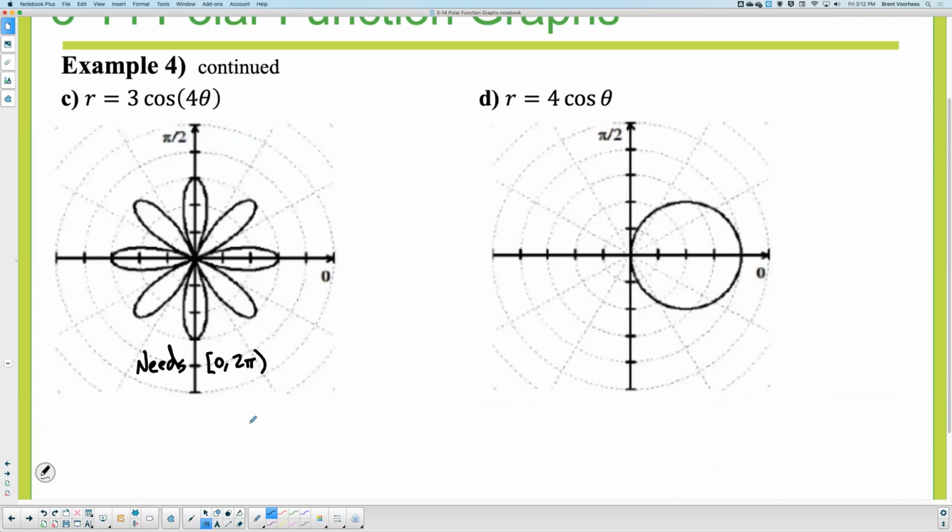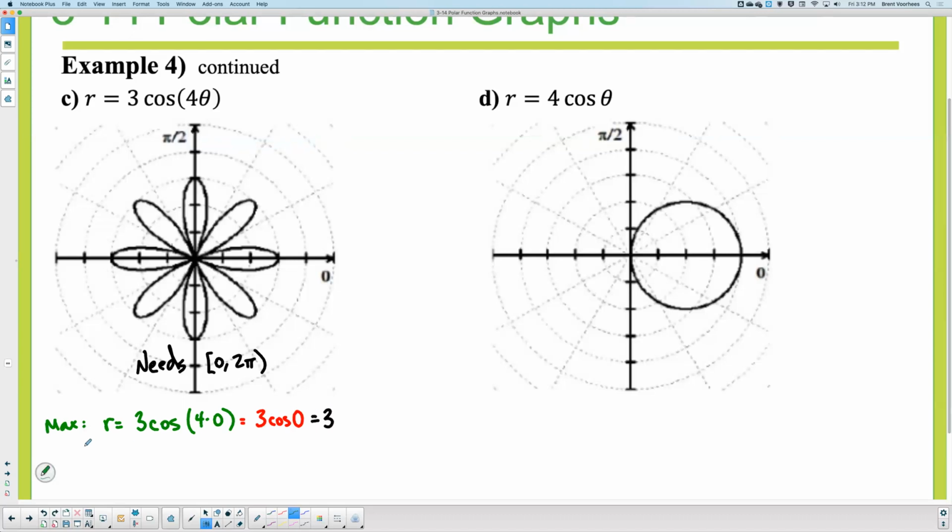Now, again, what you could do, because this is a cosine, is you just plug in the maximum and minimum values. So the maximum for cosine should occur at 0. So it would be 3 cosine 4 times 0, which could simplify to just 3 cosine of theta 0. And if I simplify that, cosine of 0 is 1. 3 times 1 is 3.